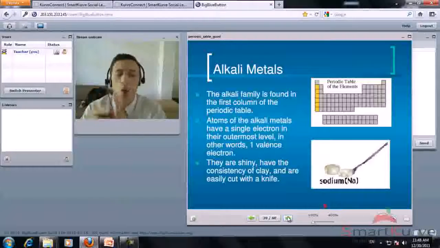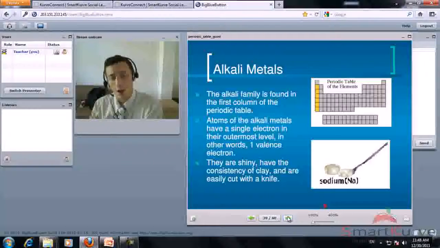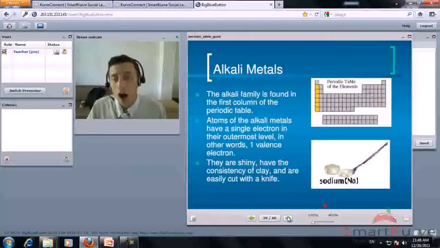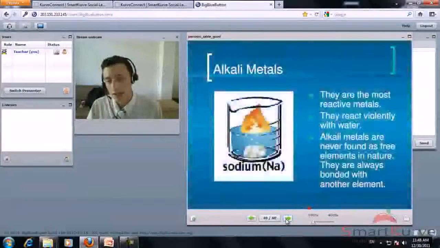Because they have 1 valence electron, it's very easy for them to lose that 1 electron and form a compound with another element. So the alkali metals are very reactive. They react very easily with other elements. And we're going to see a little bit more about that in a couple of slides.